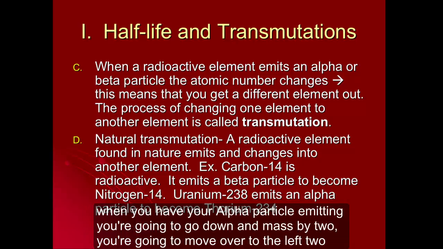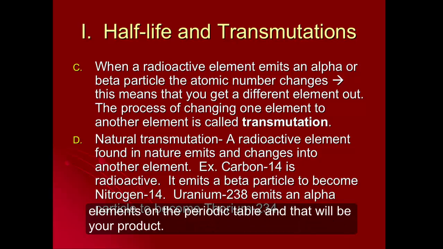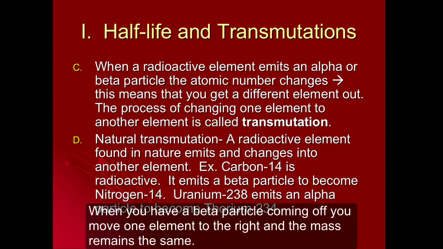When you have an alpha particle emitting, you're going to go down in mass by 4 and move over to the left 2 elements on the periodic table, and that'll be your product. When you have a beta particle coming off, you move 1 element to the right, and the mass remains the same.